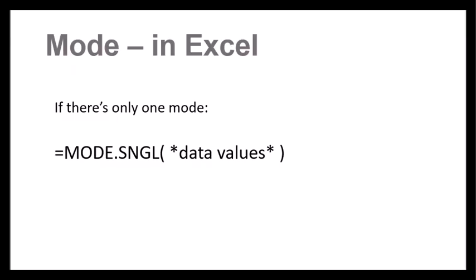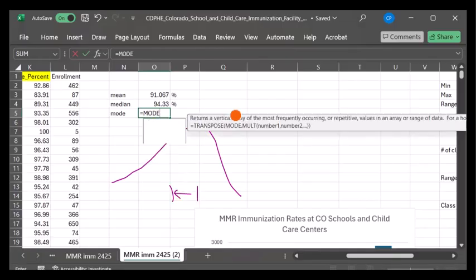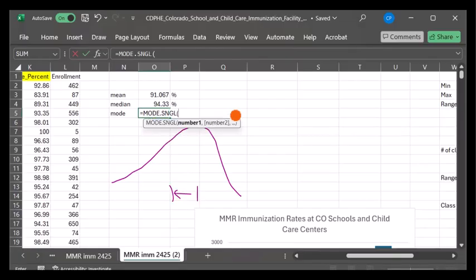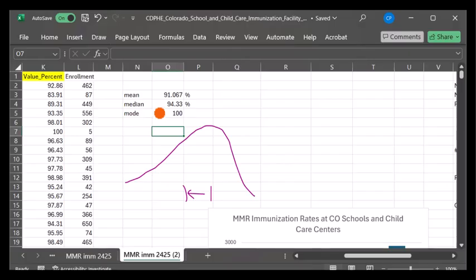To compute the mode in Excel, if there's only one mode, we can use this function, equals MODE.SNGL, that stands for single, and then we highlight our data values. If I test this out on that MMR vaccine data, equals MODE.SNGL, and highlight those percentages, it turns out, actually, I was incorrect before. There is a mode here.